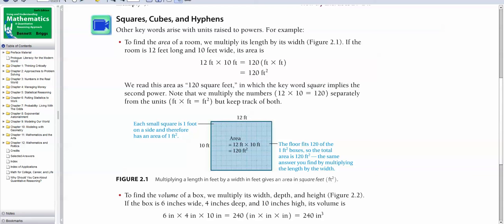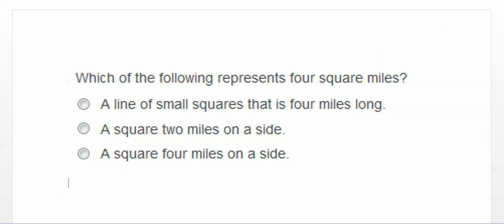So that's what they were trying to get you to think with this, is they wanted you to recognize that it's 2 square miles on a side. So hopefully that helps.